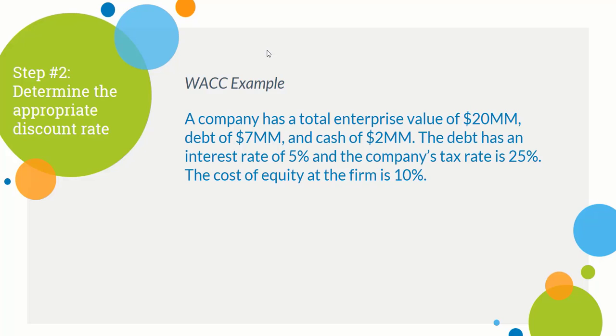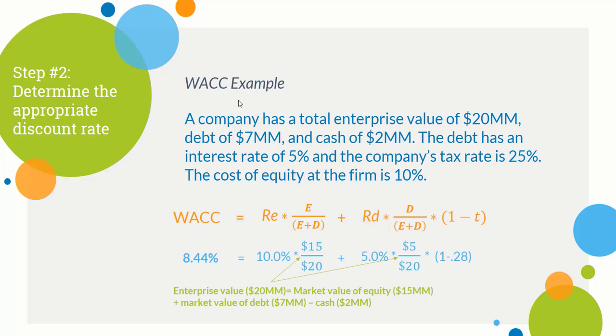The debt has an interest rate of 5%. And the company's tax rate is 25%. And let's just say that we know that the cost of equity at the firm is 10%. So in order to calculate the weighted average cost of capital, we're going to use this formula. And we are going to say 10% is the cost of equity right here. The cost of equity is 10% times $15 over 20.